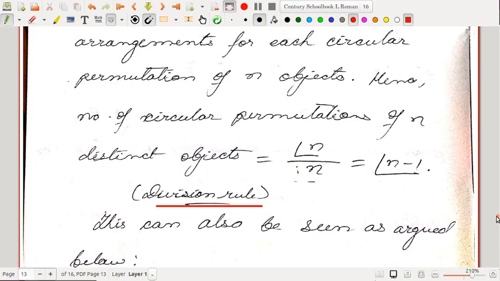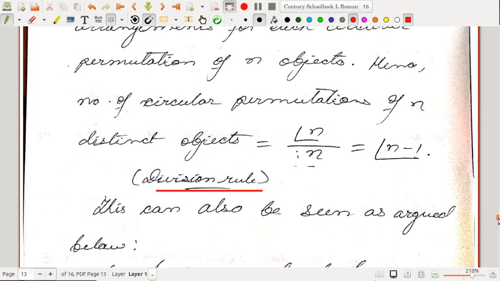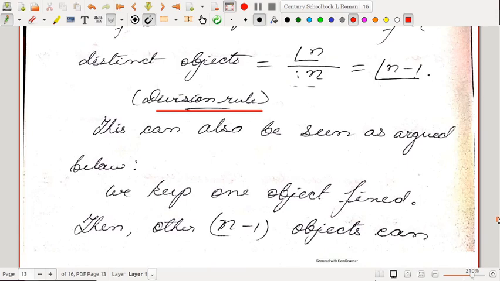So the total number of elements in the set is factorial n, and the set can be partitioned into parts each having n objects. So the number of parts will be factorial n by n. This is the division rule. This can also be seen as argued below.